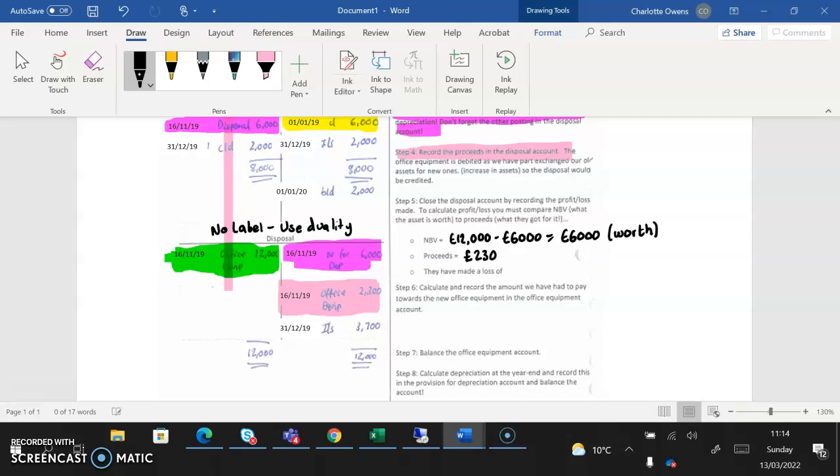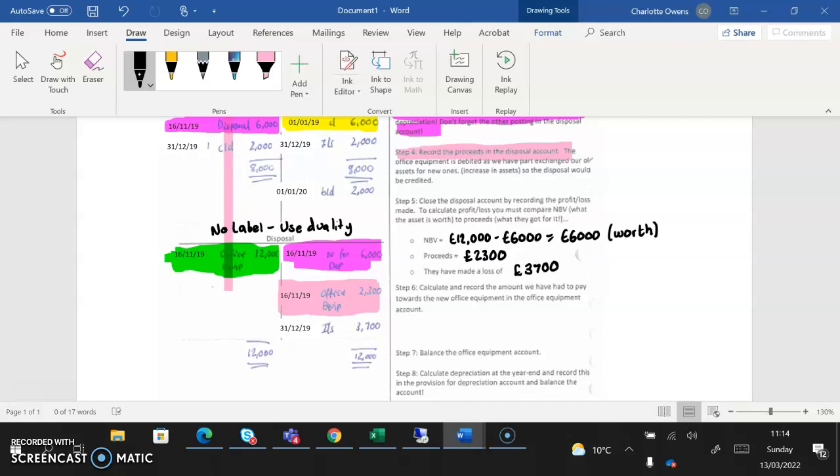We got £2,300 worth of office equipment. So here we can see that they've got less than it was worth. So they've made a loss of the difference between these two figures. They've made a loss of £3,700.